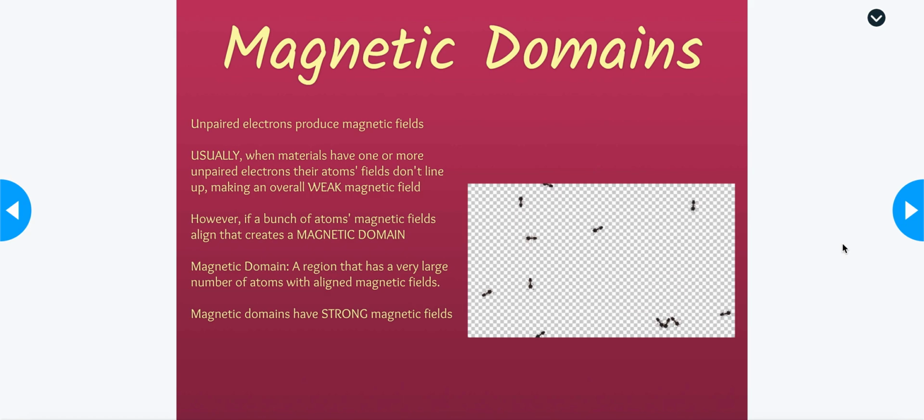You don't have much magnetism. However, if you have a bunch of atoms' magnetic fields align, that creates a magnetic domain, because all of these magnetic fields are pointing in the same direction, and that makes them stronger and stronger. The more tiny magnets you add, the stronger your magnetic field becomes. A magnetic domain is a region that has a large number of atoms with aligned magnetic fields, and magnetic domains have strong magnetic fields.